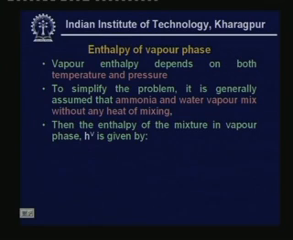In such case the enthalpy of mixture phase is given by the simple equation HV is equal to zeta V HAV plus 1 minus zeta V HWV, where zeta V, as you know, is the vapor phase mass fraction, and HAV and HWV are vapor phase enthalpies of pure ammonia and pure water vapor. Now, the problem comes because HA and HW for vapor phase are functions of both pressure and temperature.